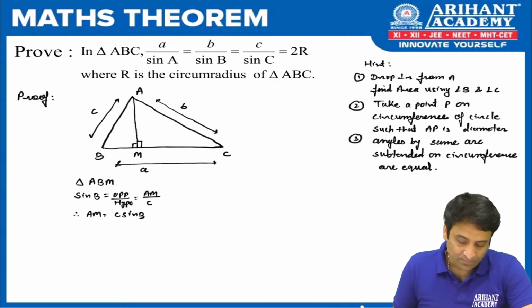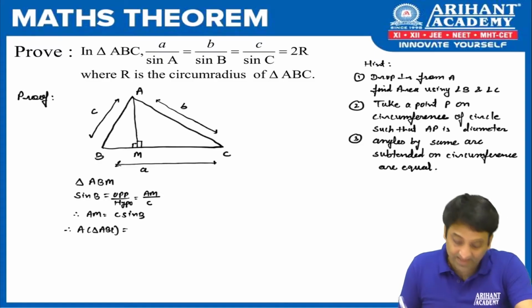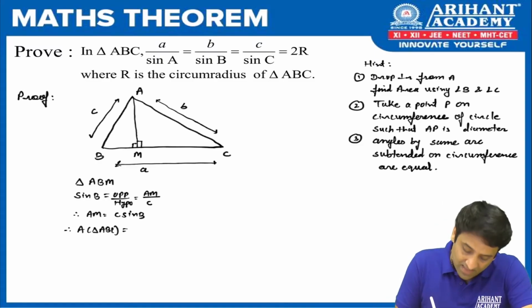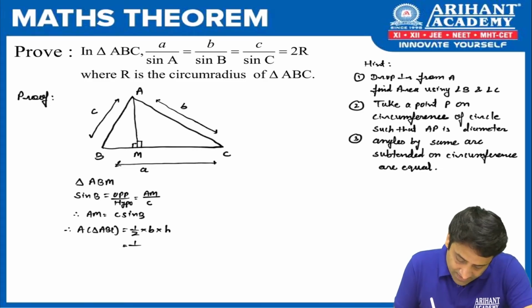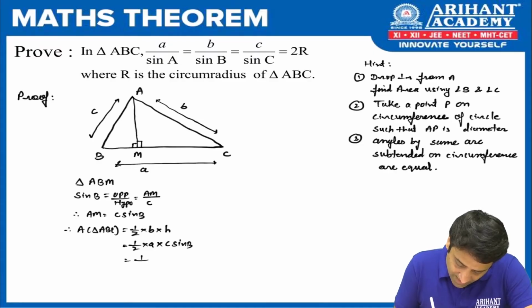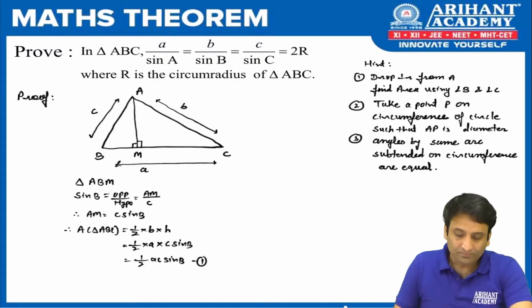Done. So I got the height of the triangle, and from there on, can I say the area of triangle ABC? Please understand, the total area is half base into height. So what's the base here? We have got A. Height here we got C sine B. So with that we got the result half A C sine B. That is your result number 1.